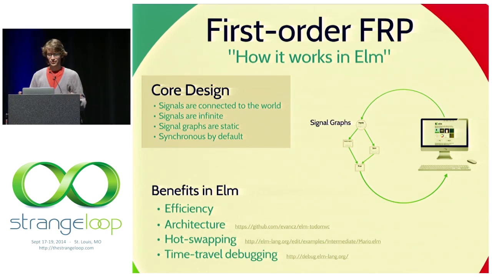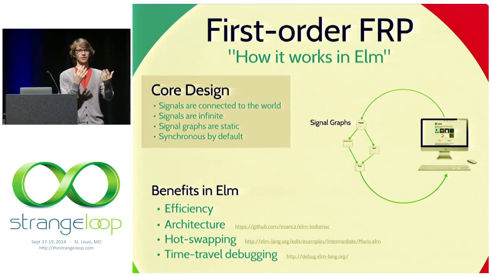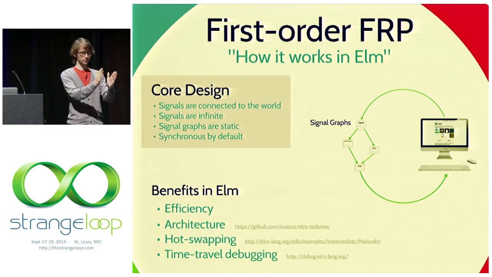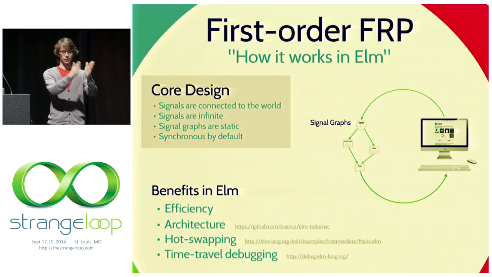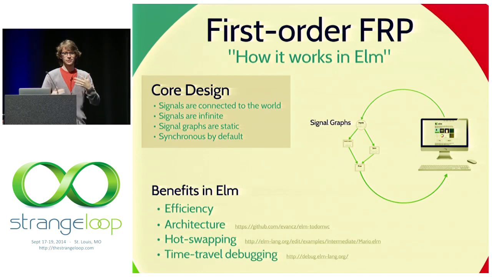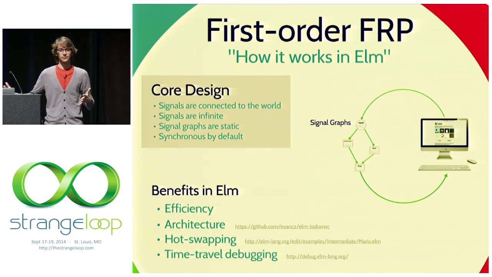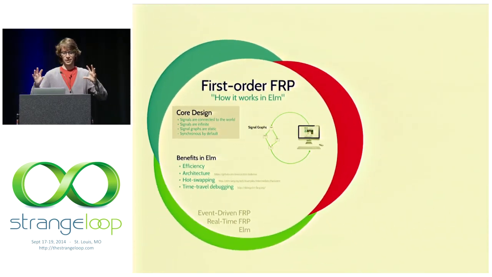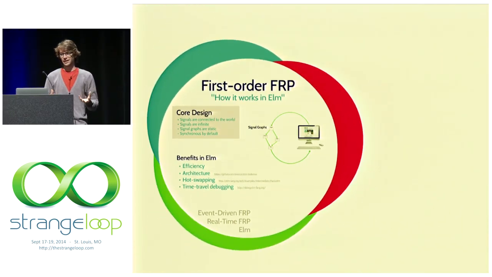So these are kind of like the core things that come from having a static signal graph. A lot of these abilities to swap, encode, and replay code come from the fact that if we know what the program looks like at the start, we know what it's going to look like in an hour, in a day, and we don't have to do some kind of crazy complex analysis to figure that out or to match things up. So that's sort of an overview of what first-order FRP is like.